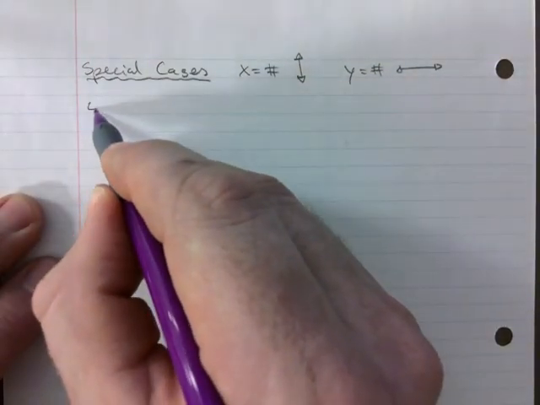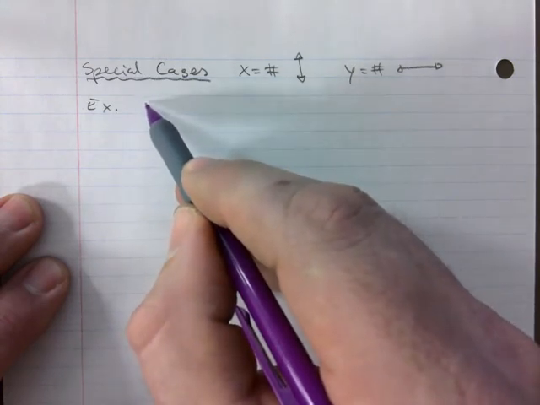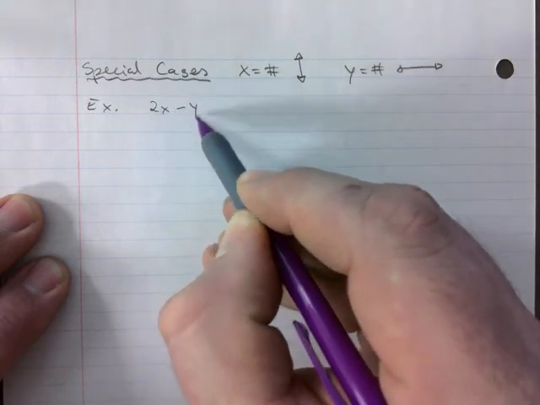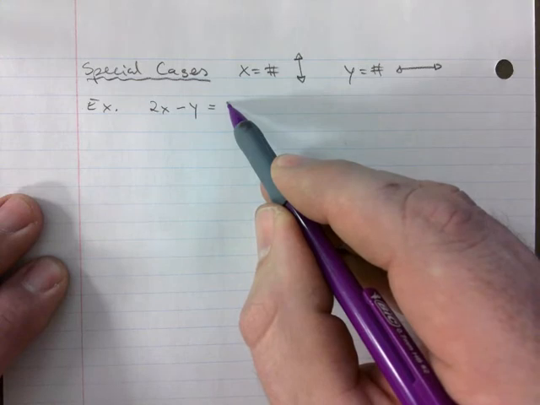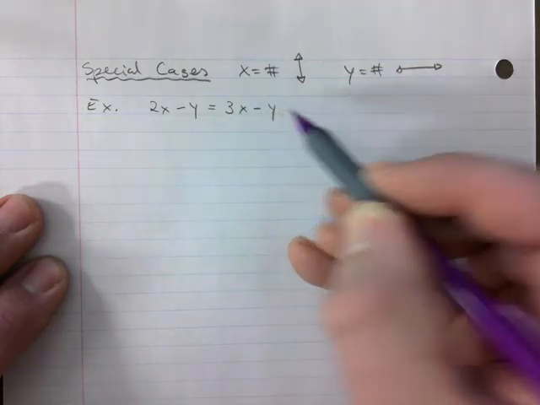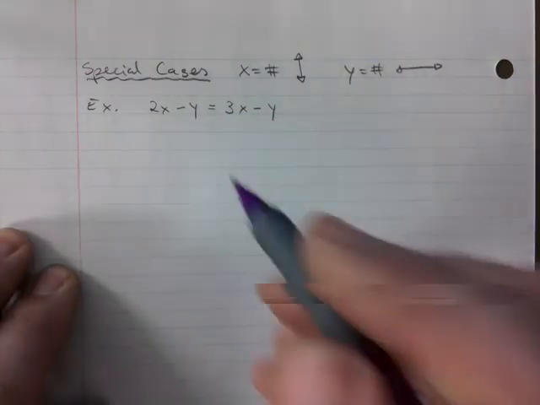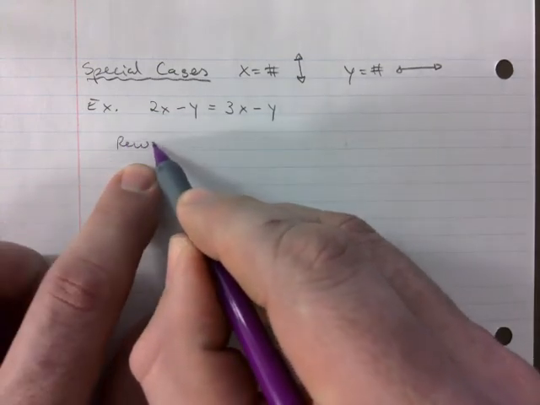So for example, if you have 2x minus y is equal to 3x minus y. Let's keep it simple. And you're like, both variables, diagonal line, right? Not so fast, okay? Rewrite first.